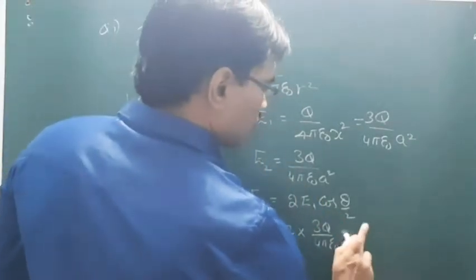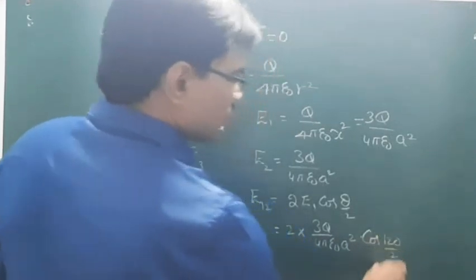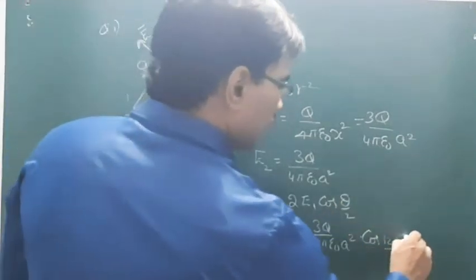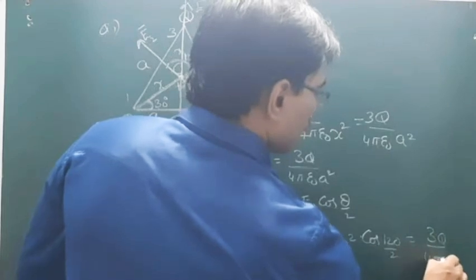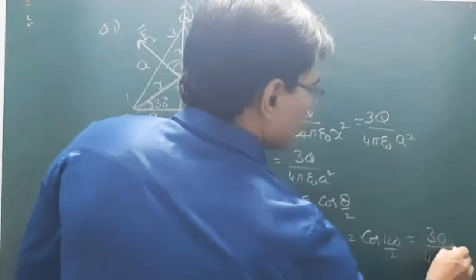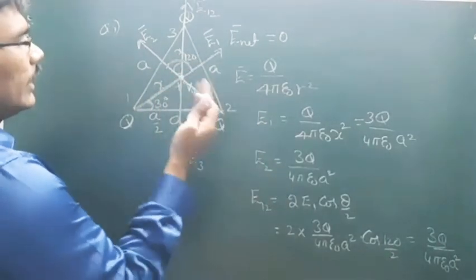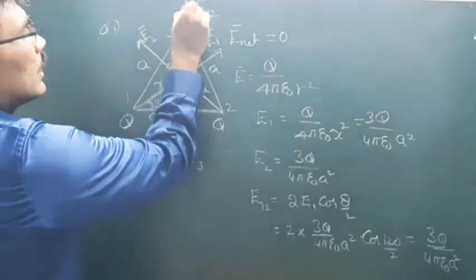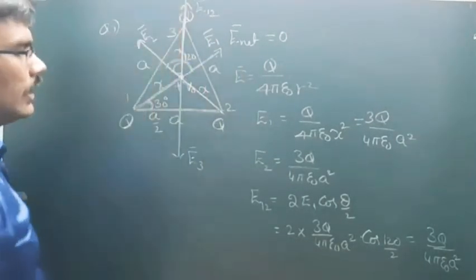So 1 cos 120 by 2. Cos 120 by 2 means cos 60, which is 1 by 2, so the 2 gets cancelled. Therefore again this equals 3q upon 4 pi epsilon naught a square. So the resultant of 1 and 2 is also this one. In which direction? The resultant of two equal vectors bisects the angle between the two vectors. So E1 is in this direction, E2 here, and the resultant is upward, right?